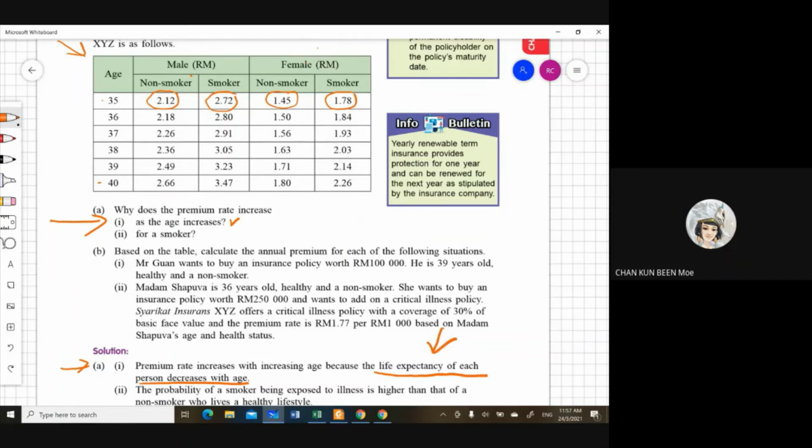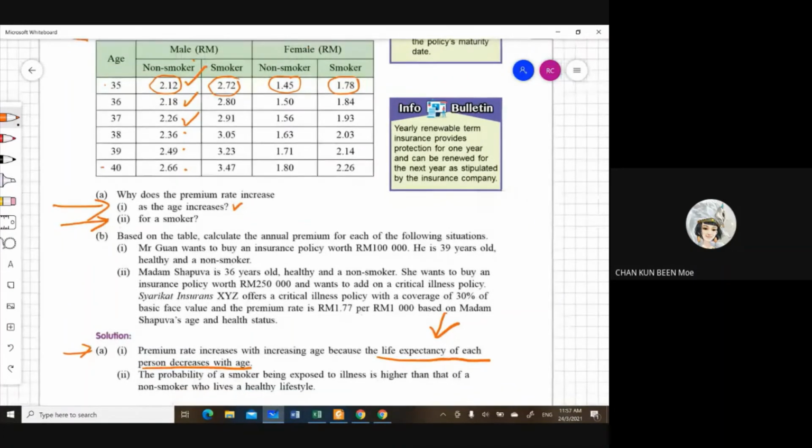That's why you can see for this one it is 2.12. When you get older, it's 2.18. 2.26, it is getting higher for the rate. Okay, and then why does the premium rate increase for a smoker? Of course, if it is a smoker, you are exposed to illness faster. So you can see the solution down here.